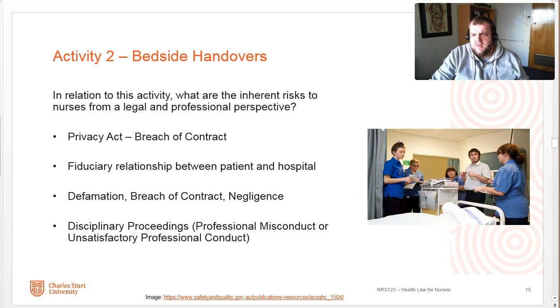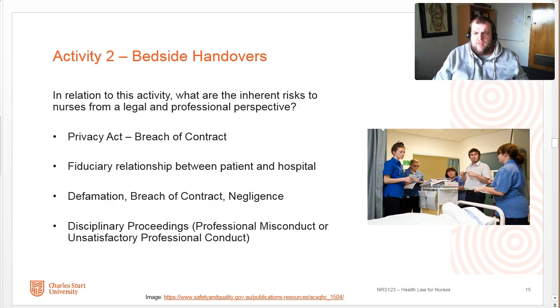In relation to this activity, what are the inherent risks to nurses from a legal and professional perspective? So this article outlines these points. It talks about the Privacy Act and that it's a breach of contract. A patient has come into hospital and said, yes, you can have my information, but you're only authorised to share it with people that, as we've discussed in the previous activity, should be involved in my care. Obviously, the patient in the next bed is not involved in their care, so you're breaching the contract that you've started with that patient. You have a fiduciary relationship, you owe them a duty of care to maintain their confidentiality, and if you're breaching that, obviously you're falling below the accepted standard.